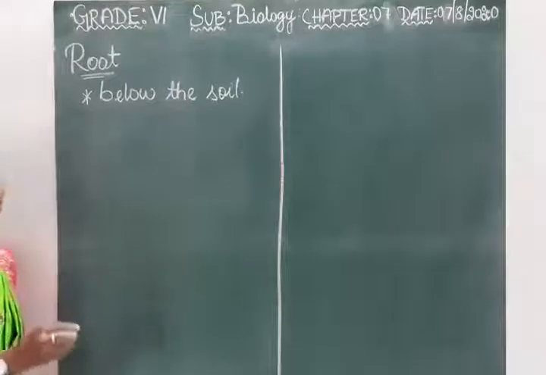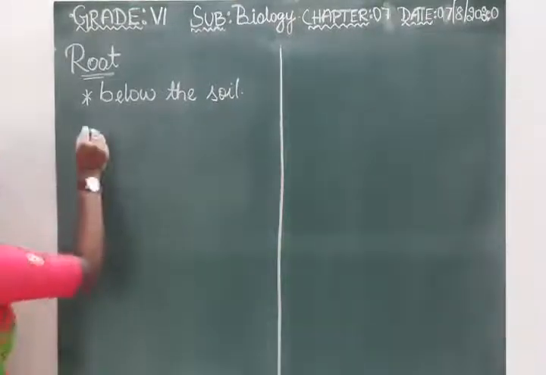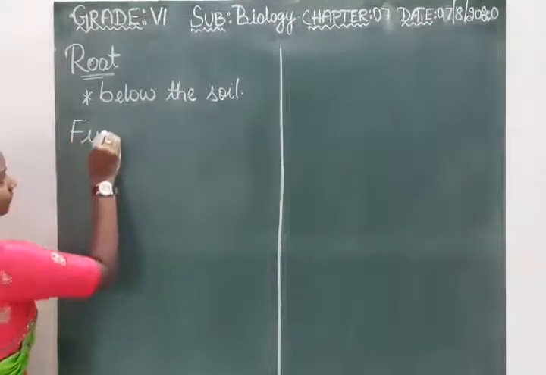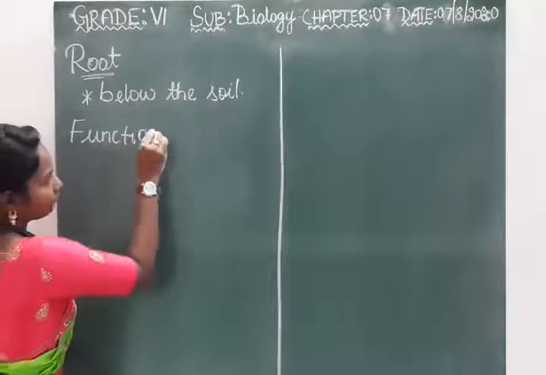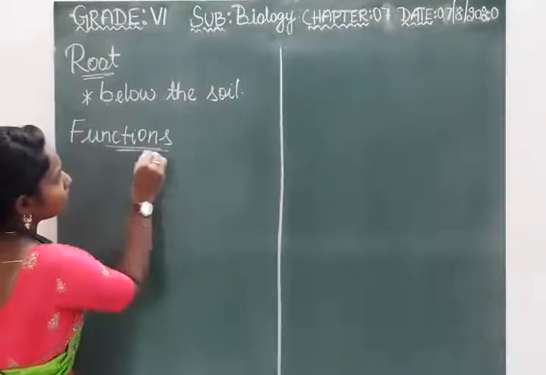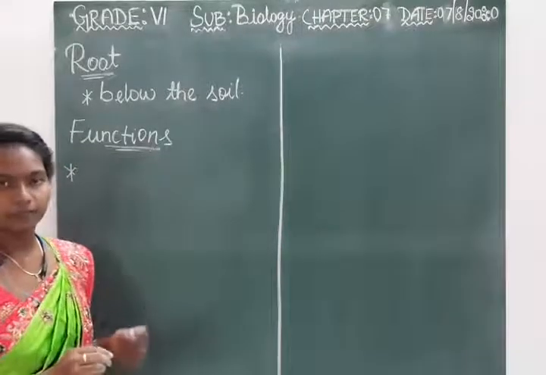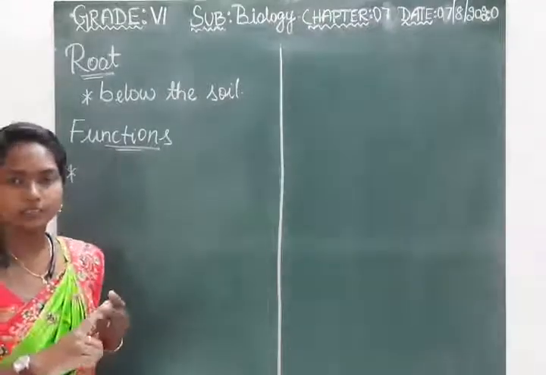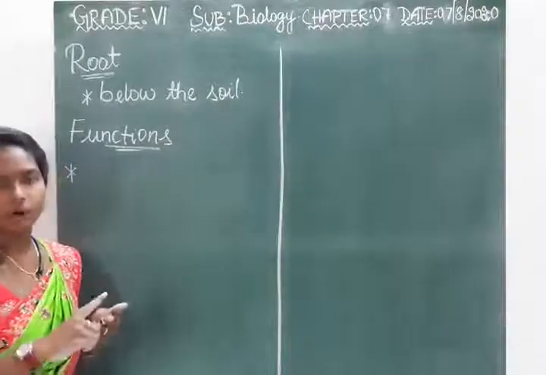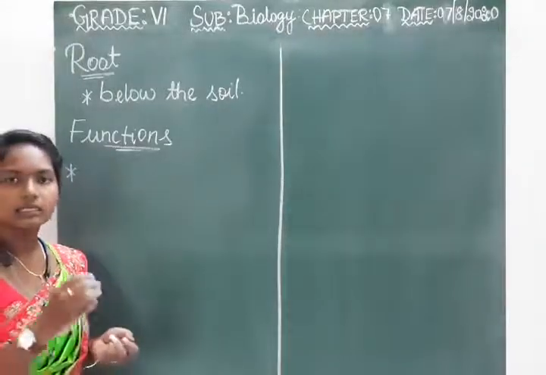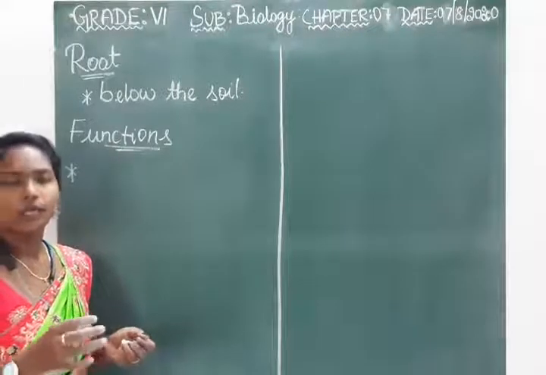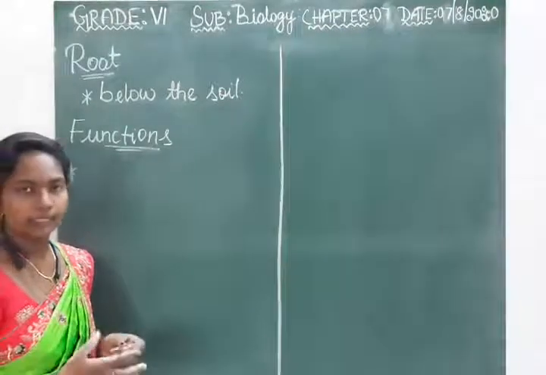Now we are going to learn the functions of the root. To learn the functions, we are going to perform an activity. For the first activity, you are going to select two weed plants, two plant pots, soil, water, and scissors or a blade.